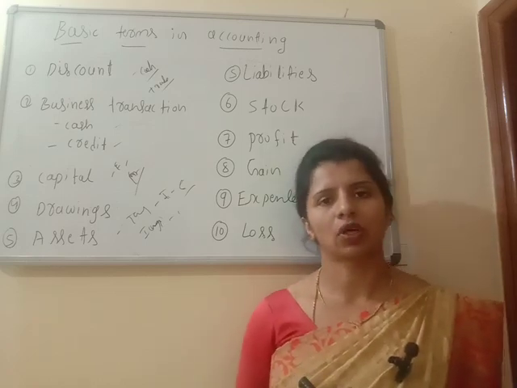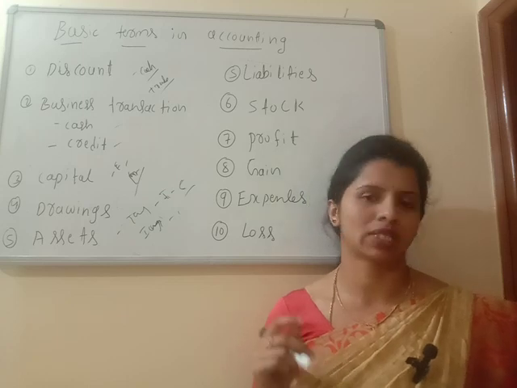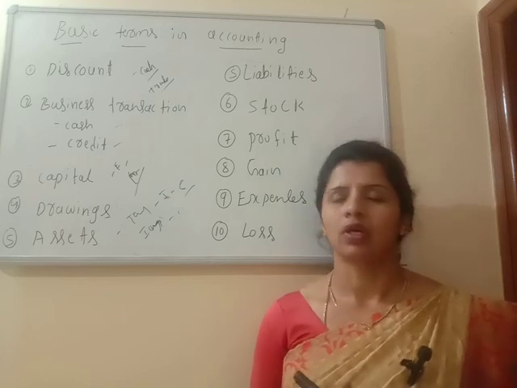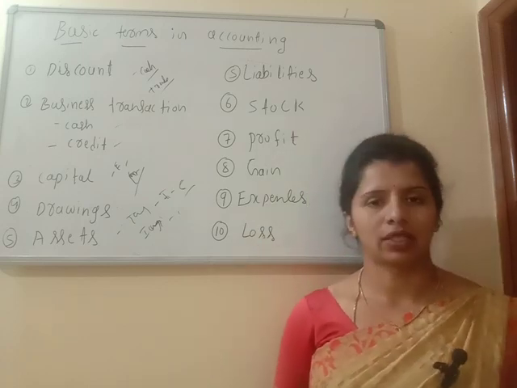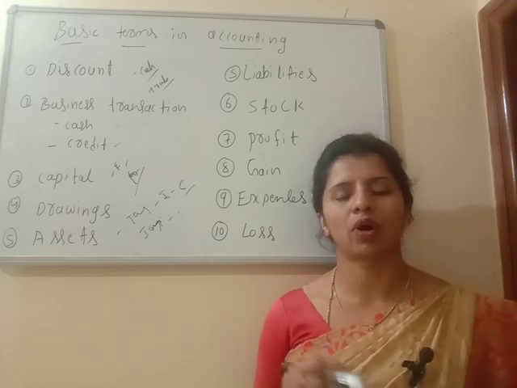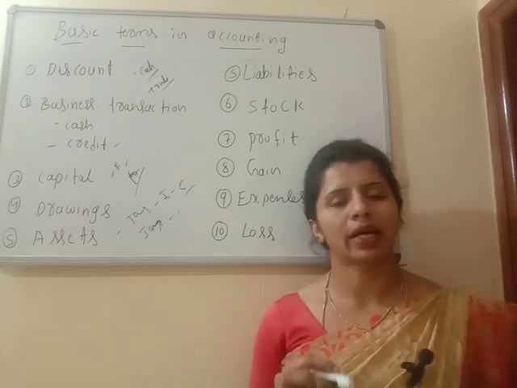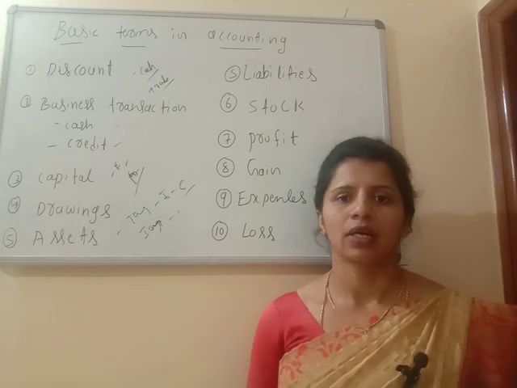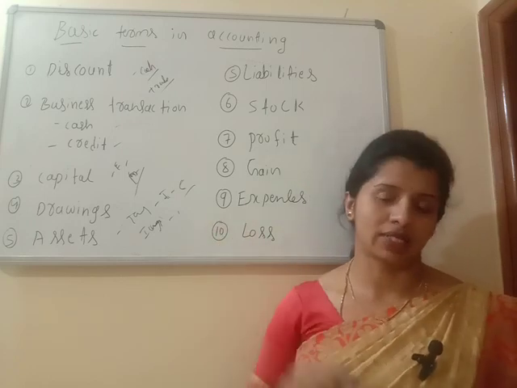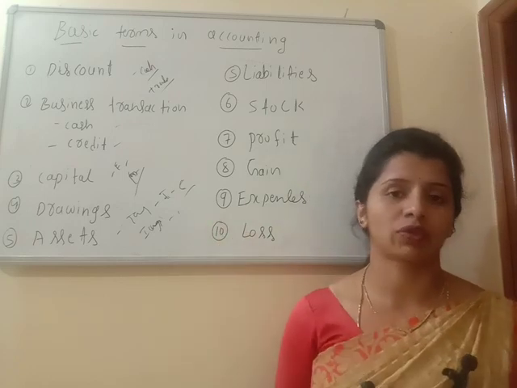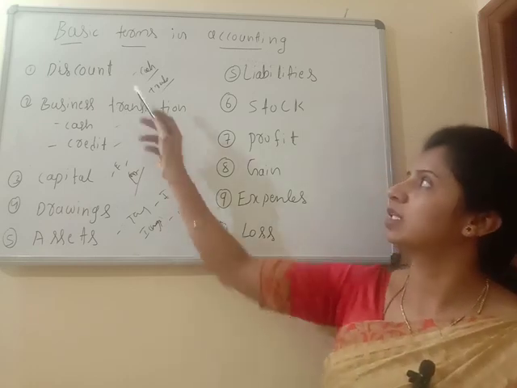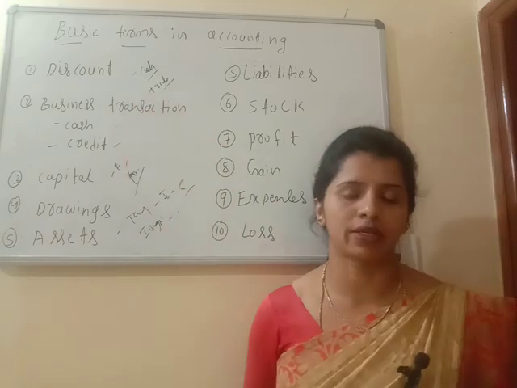What are all the terms involved in a business concern or a firm? First one is discount. Discount means some amount of reduction at the time of goods sold or purchased is known as a discount. It contains two types or two ways of discount. First one is a cash discount, another one is a trade discount.